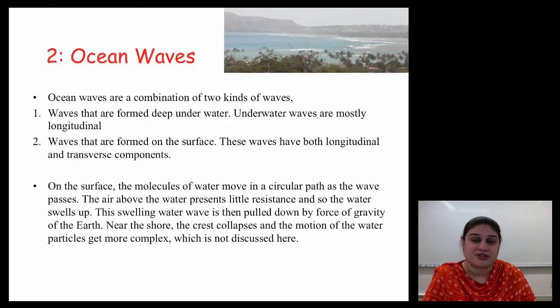Ocean waves are a combination of two different kinds of waves: waves that are formed deep underwater and waves that are formed on the surface. Underwater waves are mostly longitudinal. The waves that are formed on the surface have both longitudinal and transverse components. On the surface, the water molecules move in a circular path as the wave passes. The air above the water presents little resistance, so the water swells up. This swelling water is then pushed down by the force of gravity of the earth. Near the shore, the crust collapses and the motion of the water gets more complicated, which we are not going to discuss here.